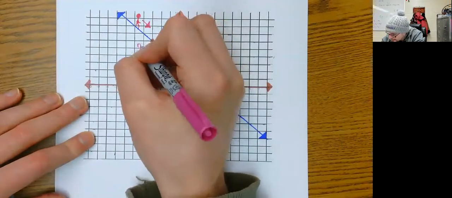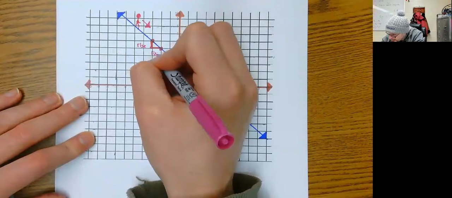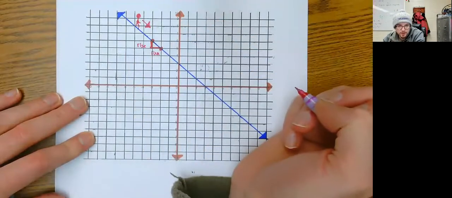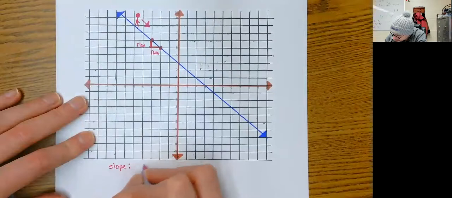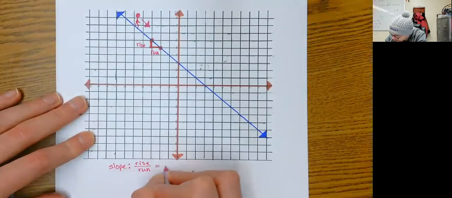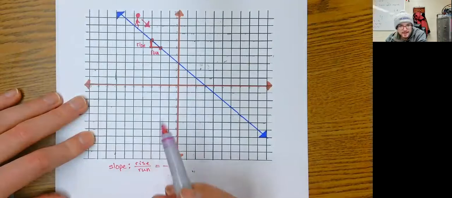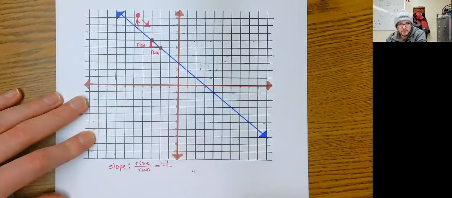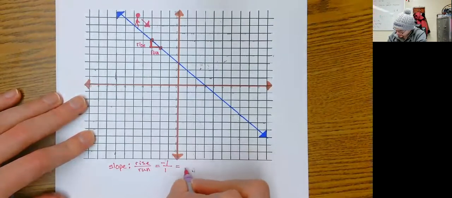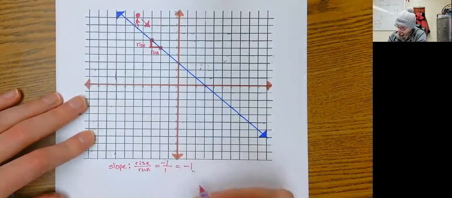So my rise, this is my run, which isn't very much. Neither of them are very much. So my slope, which again is rise over run, is going to be equal to, well, it goes down 1, so that's going to be -1 because it's going down. It's a negative slope, and the run is 1. Well, what is -1 divided by 1? That's just equal to -1. So my slope is -1.